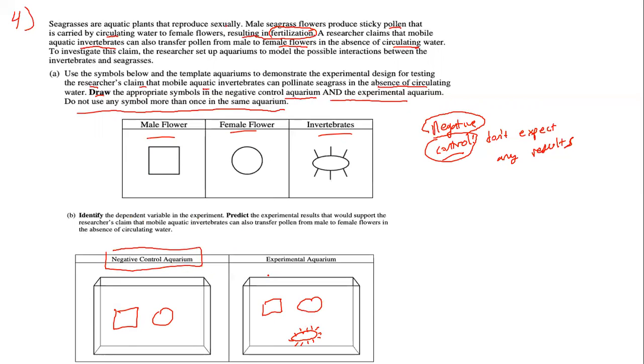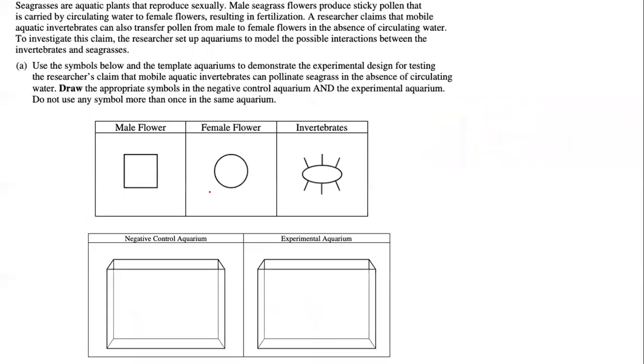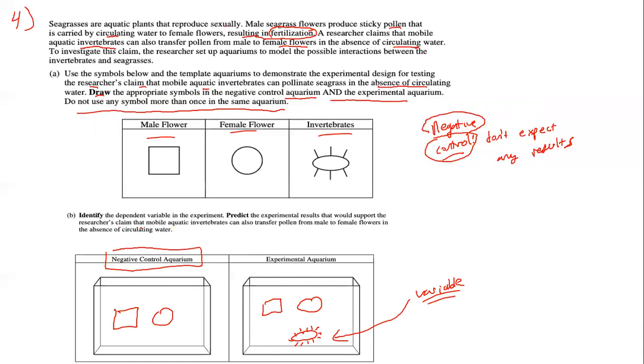So really weird drawing on this one that you had to do, but that's essentially all. That's it. So remember that that invertebrate is the variable. That's what they're saying will yield the fertilization. Okay. So let's move to B. B says identify the dependent variable, so I'll write B over here. The dependent variable in the experiment. So what are they actually measuring? And it tells you right here earlier in the passage. So the dependent variable is actually fertilization. Okay, that's what they're measuring.